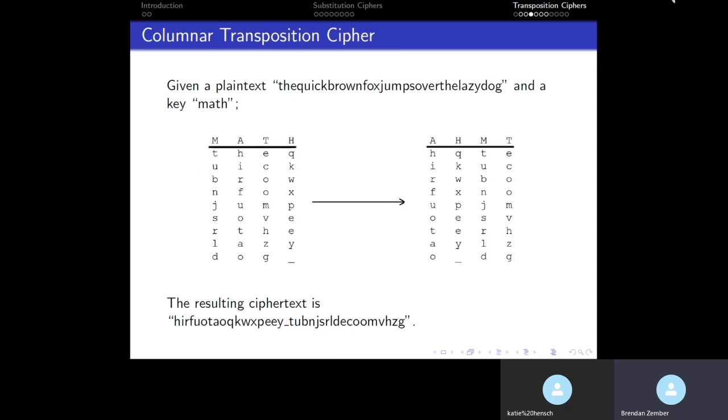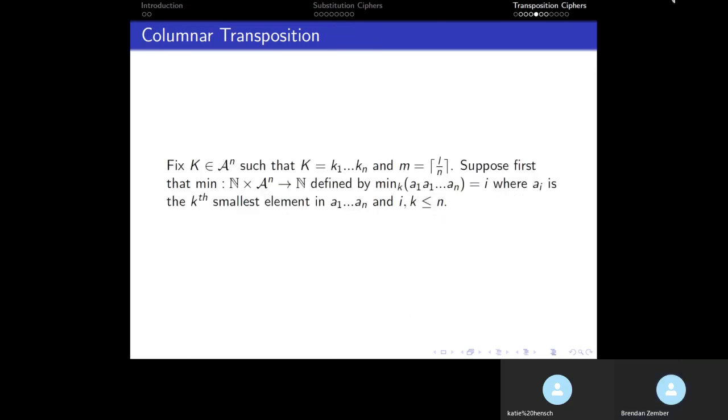Note that our plain text wasn't able to fill the matrix entirely, and so in this example, an underscore was used to fill in that space. This is just convention. It is also just as acceptable to use the letter X or Y or Z or really anything you want, as long as something fills in that space.